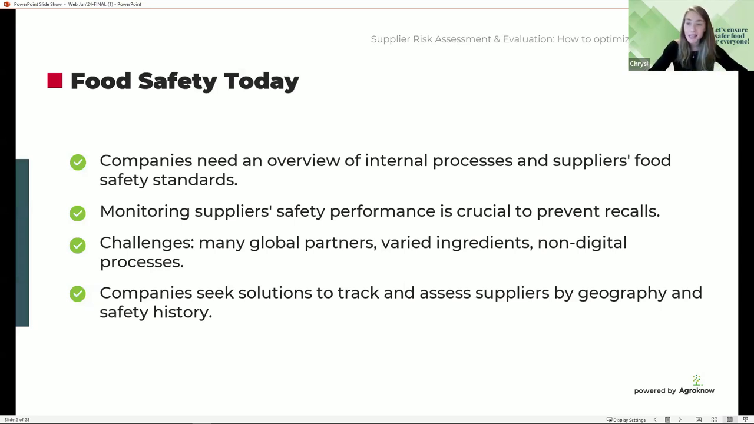To address such challenges, we see more and more companies increasingly turning to advanced technologies and digital solutions, such as Foodakai, that utilizes AI. These tools allow for real-time tracking and a comprehensive assessment of suppliers based on their historical data and performance, their geographic locations, and the ingredients that the company is sourcing from them. By making use of data analytics and artificial intelligence, companies can gain deeper insights into their supply chain and ensure not only transparency, but also accountability at every step.